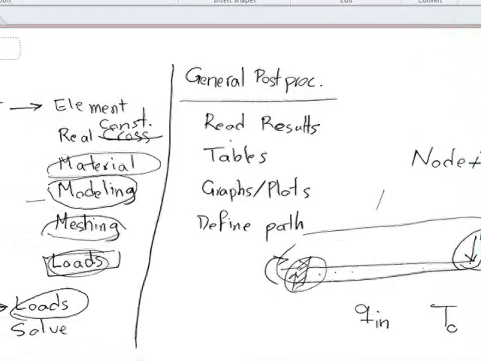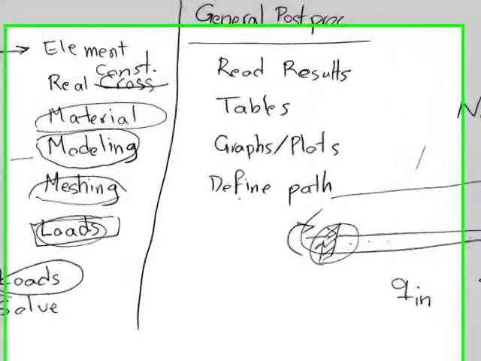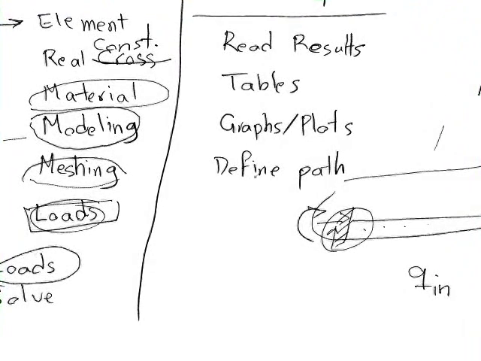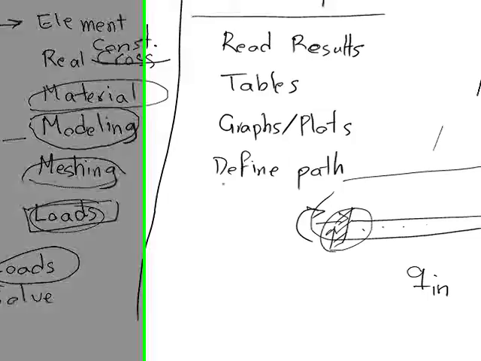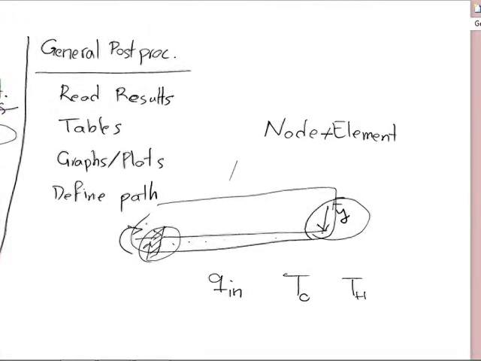And you can tabulate your results, or in other words, you can extract your results in terms of tables. You can also see the results in terms of graphs and plots, and if you have a model which is a little bit complicated, you can define a path and map, let's say, displacement or stress onto that path, and read the results for that path.